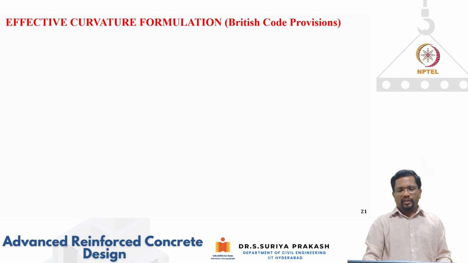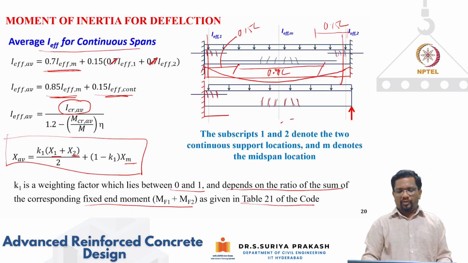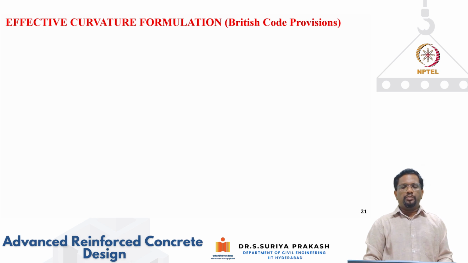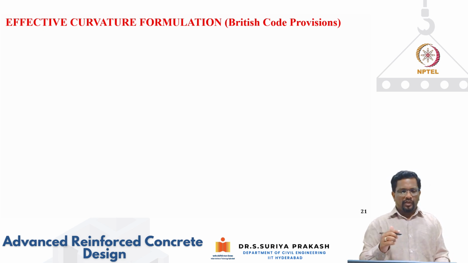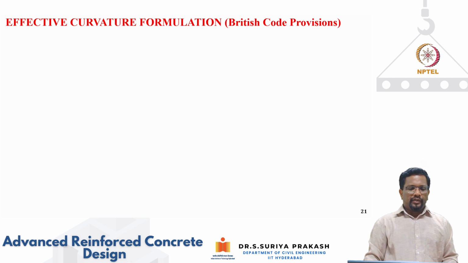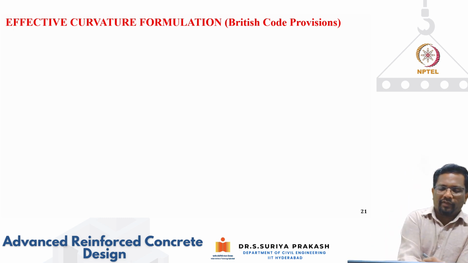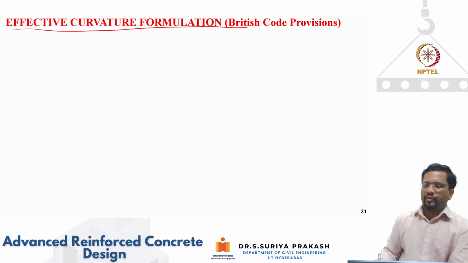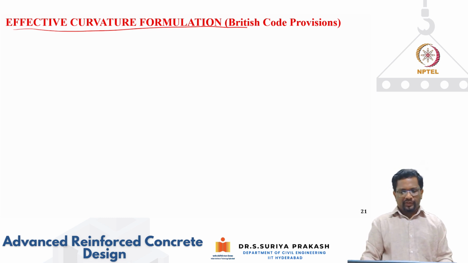Right. So this is our IS code method of calculation. Now let us see how the British code provisions are doing these calculations. These are called effective curvature formulations. We are going to look at the British code provisions.